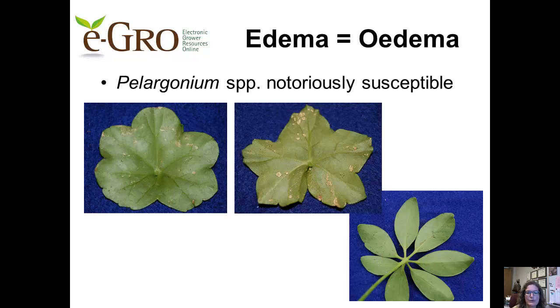Edema is a disorder related to plant moisture status. Small blisters form on the foliage that callus over and may collapse. Ivy geraniums are especially susceptible, but this disorder also occurs on a host of different plant species, including Schefflera, as in the bottom left.